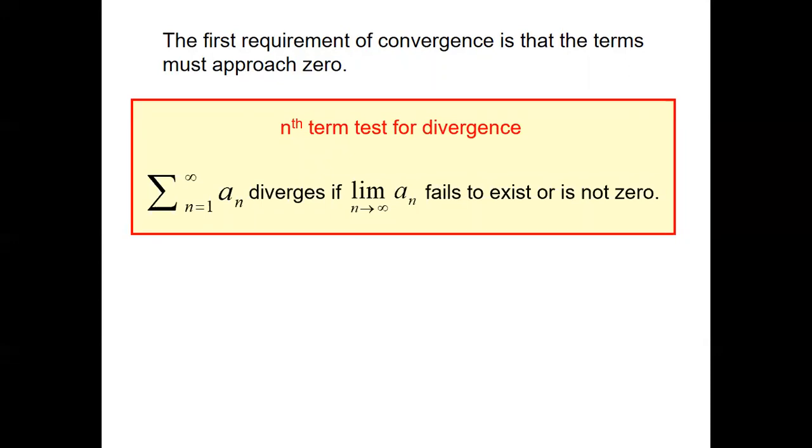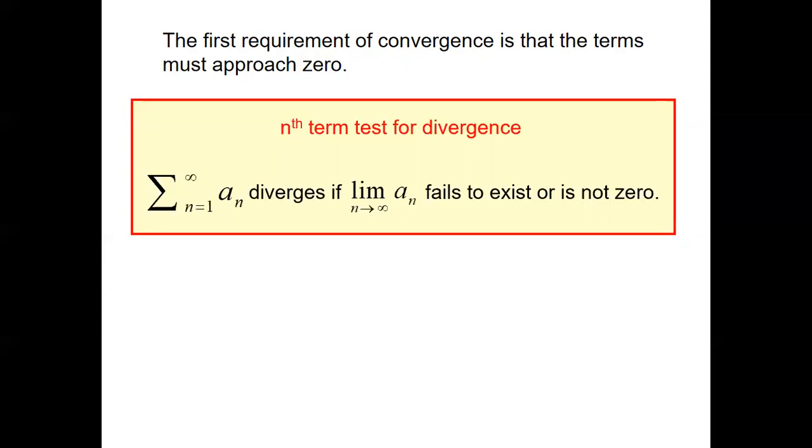So the sum of a sub n, the nth term, will diverge if the limit of the nth term as n approaches infinity doesn't go to 0. It doesn't necessarily have to go to infinity. It just has to not go to 0. So if the terms don't head towards 0, you cannot have convergence. Now, just because they do head to 0 doesn't mean that it's going to converge.